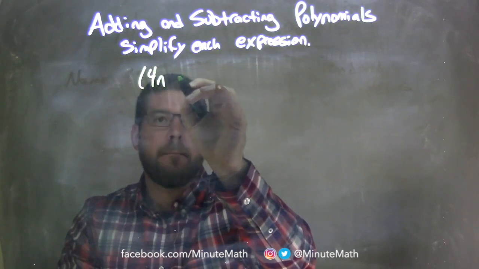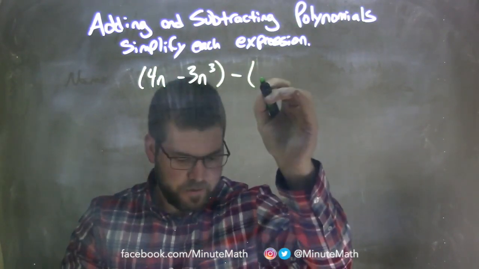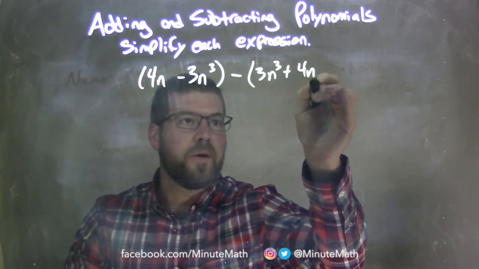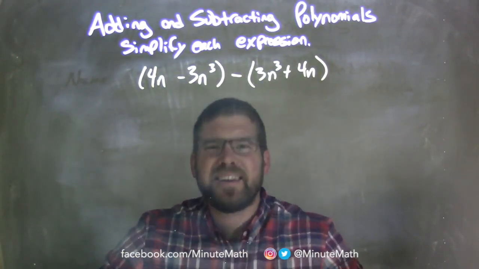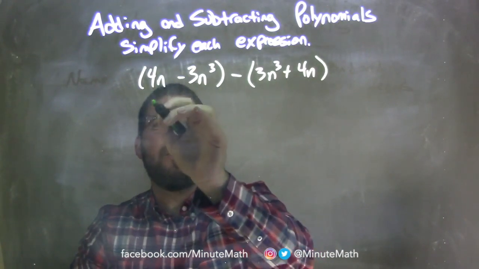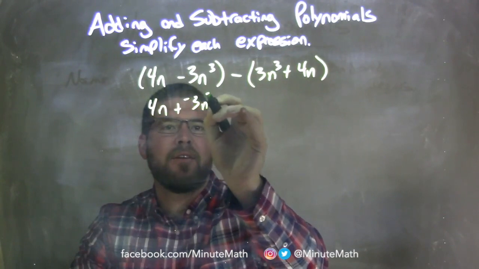4n minus 3n to the third minus, parentheses, 3n to the third plus 4n. All right. First thing I want to do, I like to make things adding a negative. So this left-hand side here, we can't simplify that anymore. So I have 4n plus a negative 3n to the third.